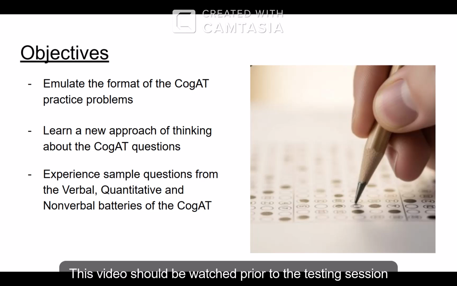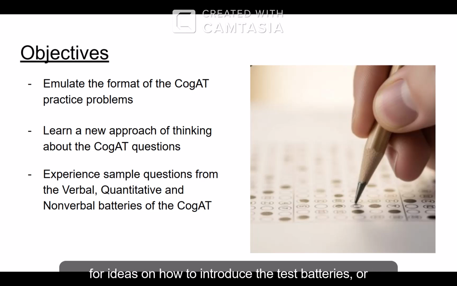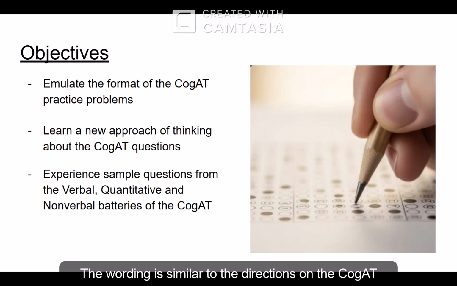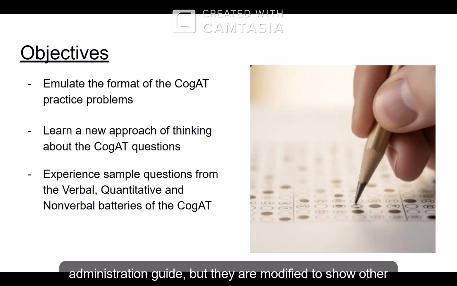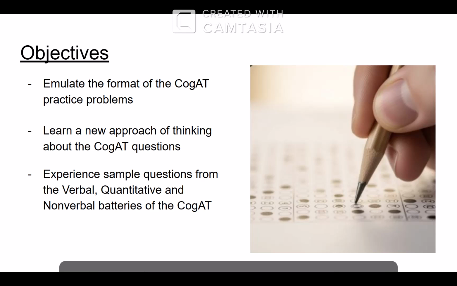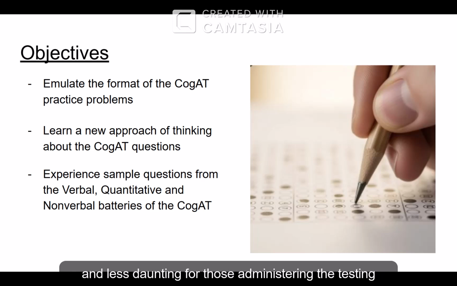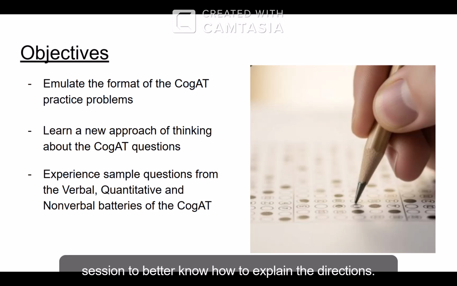This video should be watched prior to the testing session for ideas on how to introduce the test batteries or sections. It should not be used as the actual instructions. The wording is similar to the directions on the CogAT administration guide, but they are modified to show other ways to think about how to solve the questions on each subtest. This content should make the test easier to understand and less daunting for those administering the testing session to better know how to explain the directions.